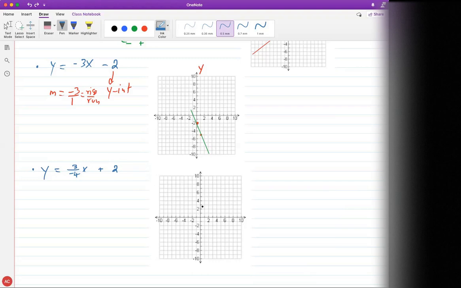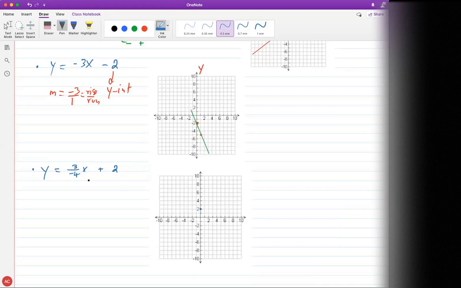So start from this point, locate it right here. From here, where do you go? 2 is the y-intercept, that's right. So we're here now. We want to get to the other point using the slope. So what do you do? You rise 3 and then go. So you go up 3 and then you go left 4.